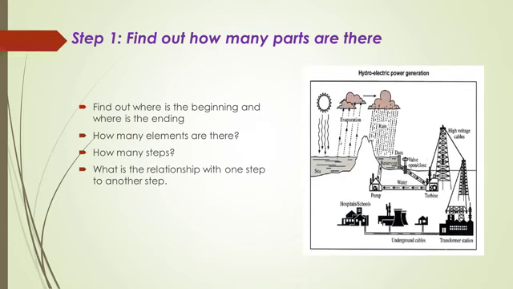So we can divide this diagram in 2 parts: natural process and artificial process. And definitely there is a relationship between the natural process and artificial process. Without the natural process, we cannot go for the artificial process and we cannot get the electricity.